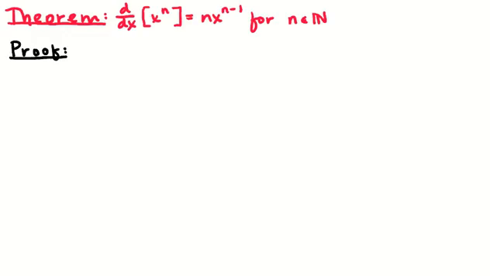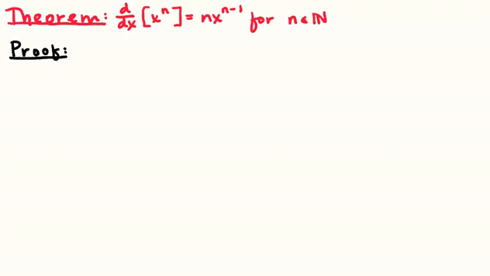All right, in this video, I'm going to be giving you the proof of the power rule, one of our simplest derivative rules, where we can take the derivative of x to the nth power by bringing that nth power down around the front and reducing the power by 1. So like I said, the theorem is that the derivative of x to the n is n times x to the n minus 1.